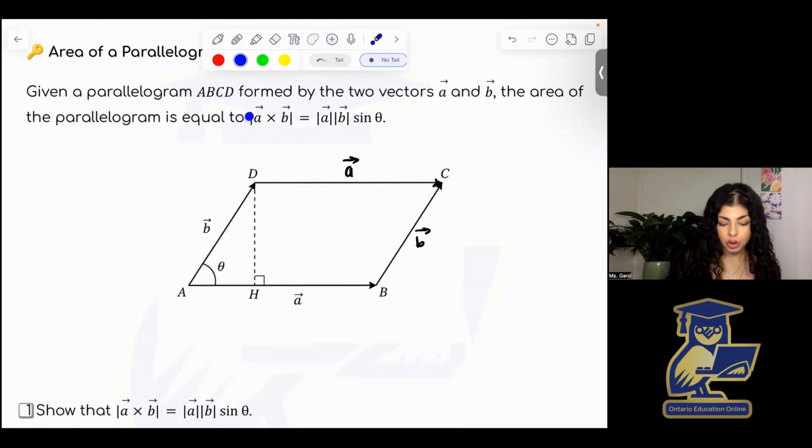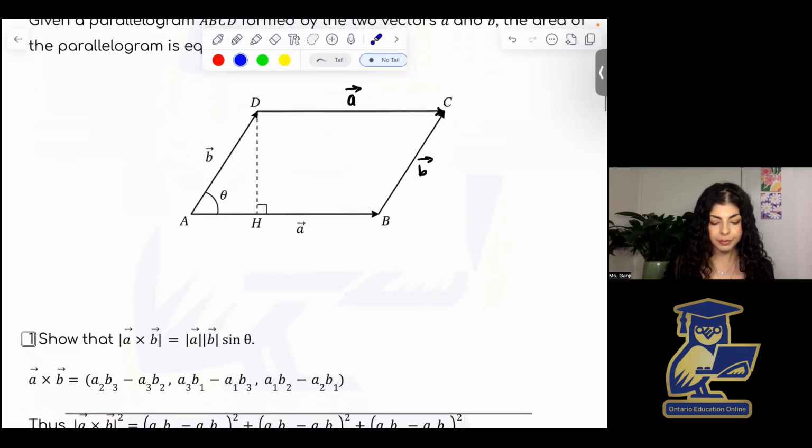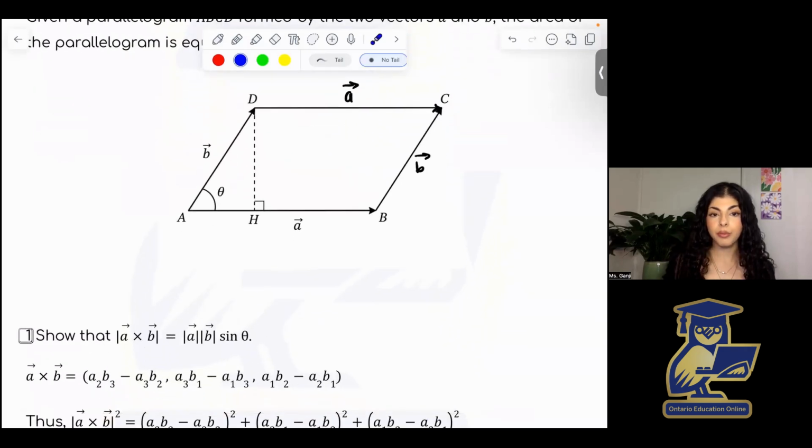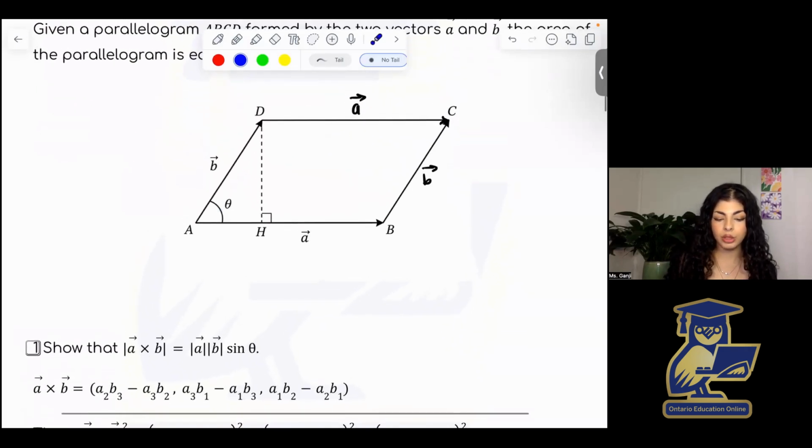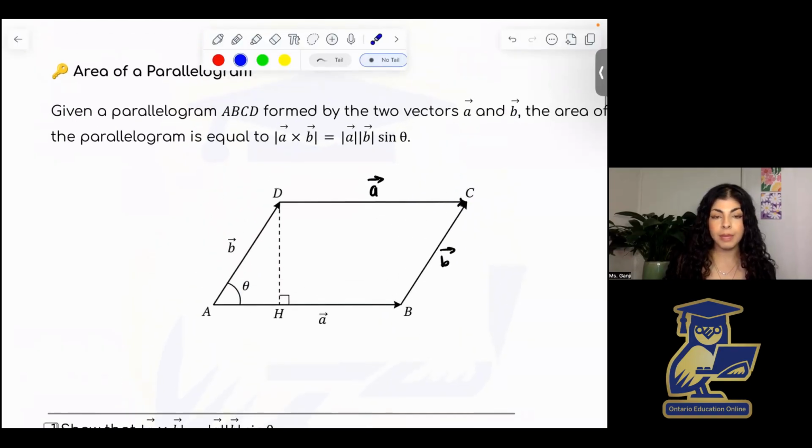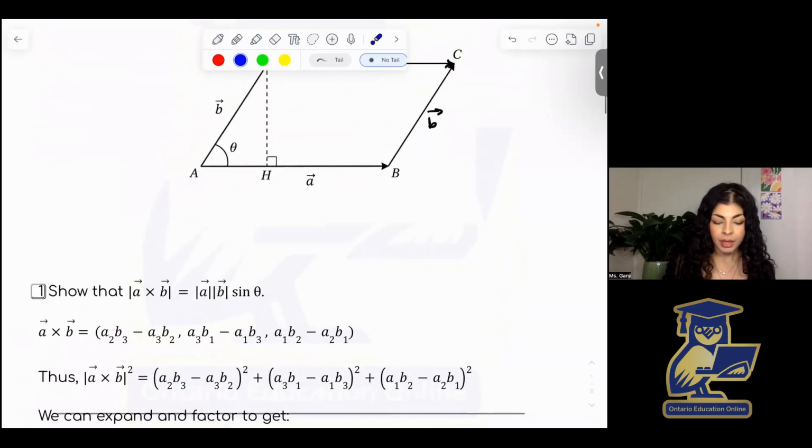But now we're going to show that this is actually true, so that if we find the cross product of A and B and take the magnitude, then this is the same as this value here. This can help us, for example, if we aren't given the angle and we just have A and B in component form, then we can also find the area.